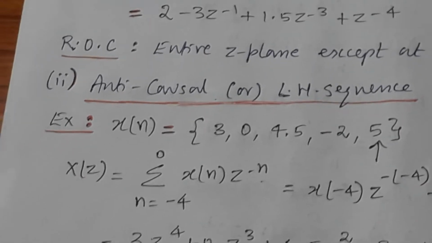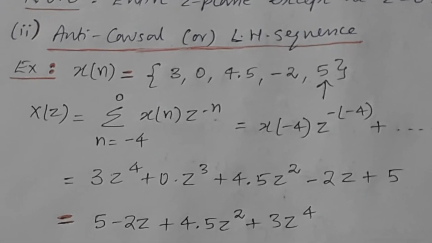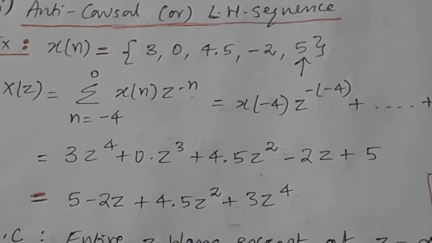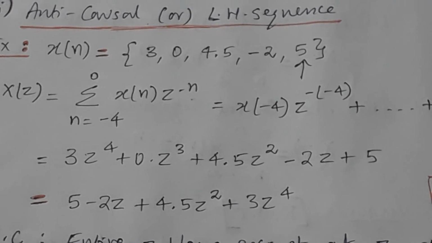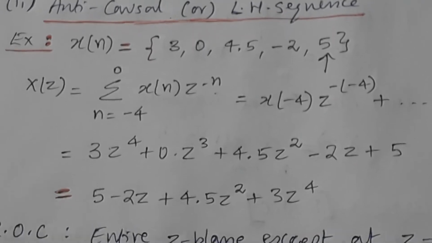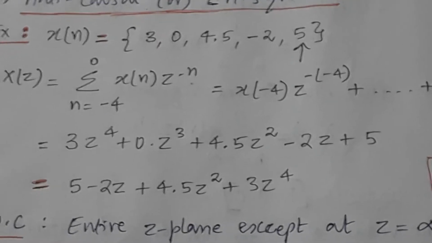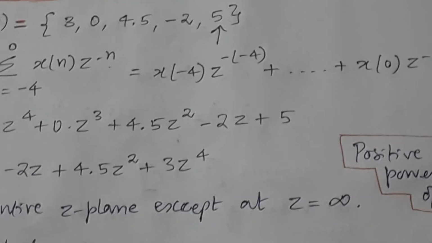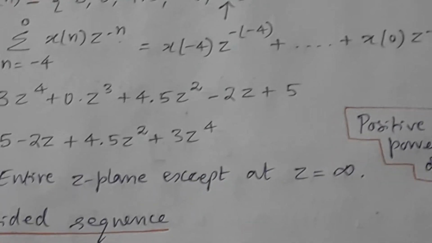classes of Z transform. Next is the anti-causal or left hand side sequence. Here, for example, suppose x of n is given like this, a left hand side sequence. At n equal to 0 the value is 5, at n equal to minus 1 the value is minus 2, minus 2, minus 3, minus 4, at n equal to minus 4 the value is 3. So the Z transform formula is sigma n equal to minus 4 to 0 x of n z power minus n. Substitute for n equal to minus 4, x of minus 4 z power minus of minus 4, x of minus 3 z power minus of minus 3, till x of 0 z power minus 0.